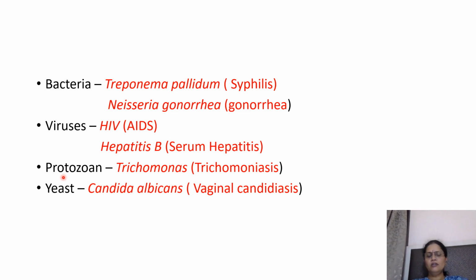The third group is protozoan parasites. Among this, a very common sexually transmitted disease is trichomoniasis, caused by Trichomonas vaginalis. And the last one is yeast infections like vaginal candidiasis, caused by again a normal flora which you will observe in the vaginal tract, that is Candida albicans.